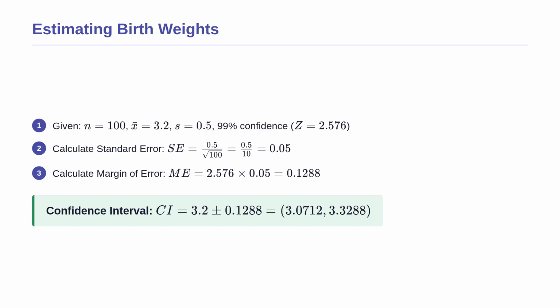Next, we multiply by our new Z-score to get a margin of error of 0.1288. Adding and subtracting this from our mean, the pediatrician can conclude with 99% confidence that the true average birth weight falls between 3.07 and 3.33 kilograms.